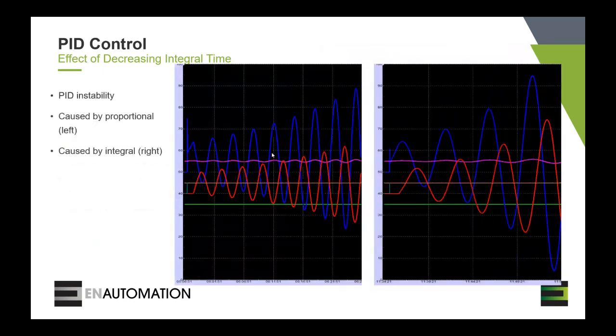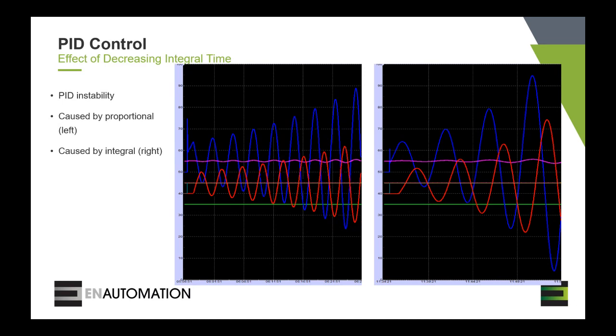If we look at the two side by side, it's the same time scale on both. This trend is instability as a result of too much proportional gain. The proportional gain acts faster than the integral time. This is the instability due to integral, and we can see that there's only 4 peaks in the same time period for integral instability compared to 8 peaks in the same time period for proportional instability.